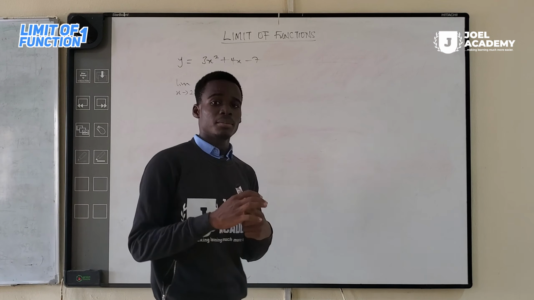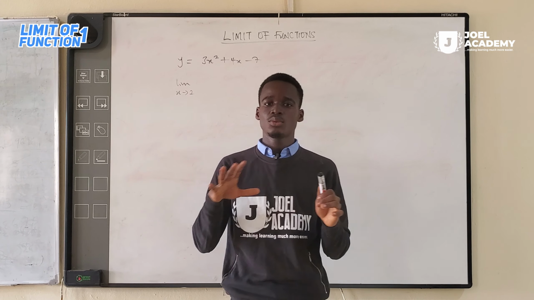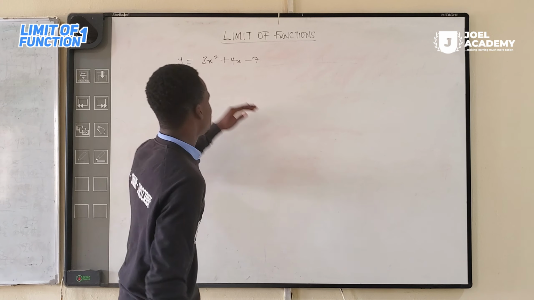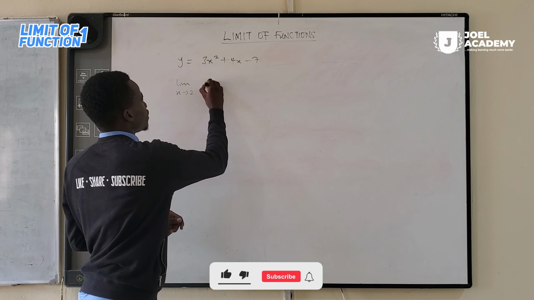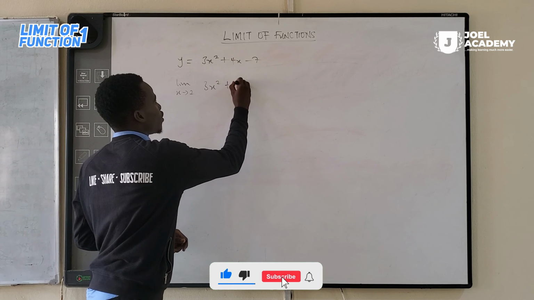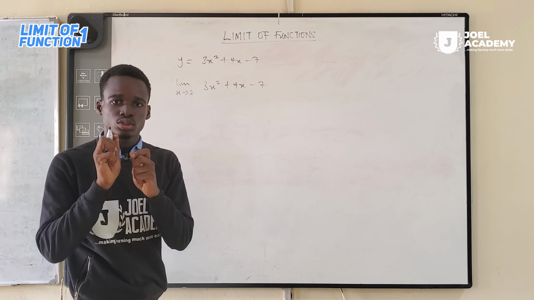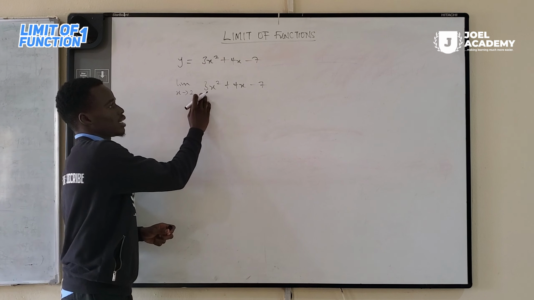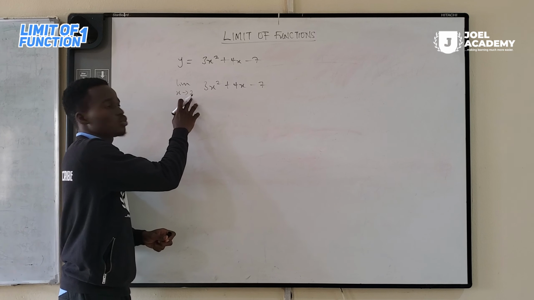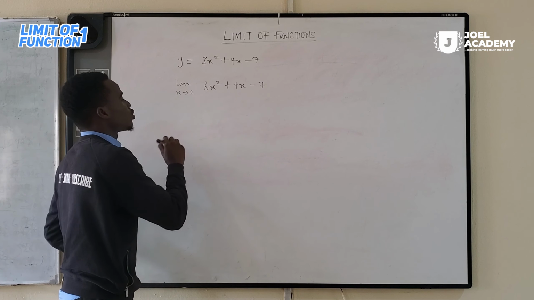Primarily, limit is all about substitution. That's basically what limit is all about. So we find the limit as x tends to 2 of 3x squared plus 4x minus 7. It means wherever we see x in this function, we have to replace it with 2. So let's go.